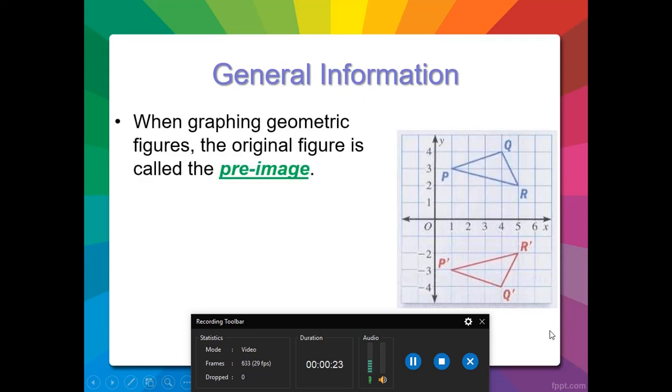Let's start with some basic information. When we perform any type of transformation, and there are 4 of them, we typically graph in the coordinate plane. So anytime you have to graph a figure, we want to make sure we know which figure is the original figure that we started with. We typically call this the pre-image. In my picture on the right, the blue triangle is my pre-image.